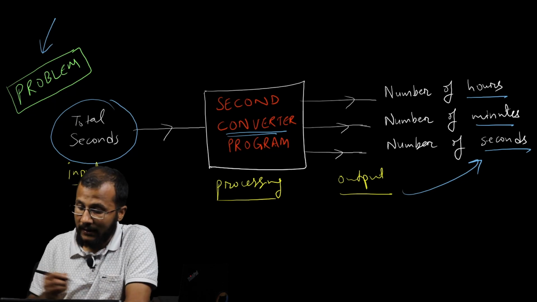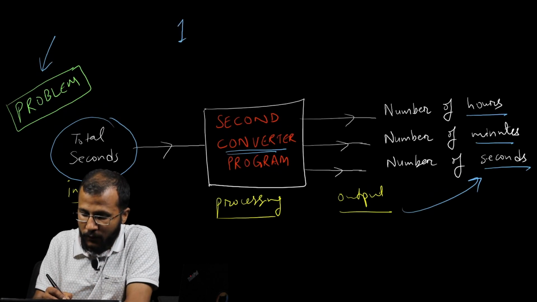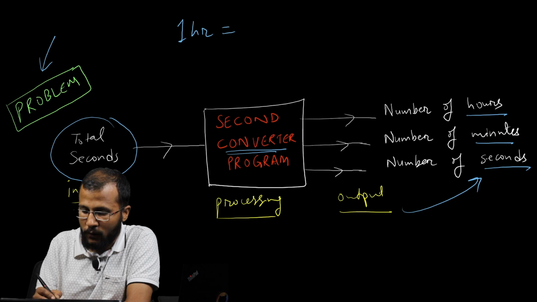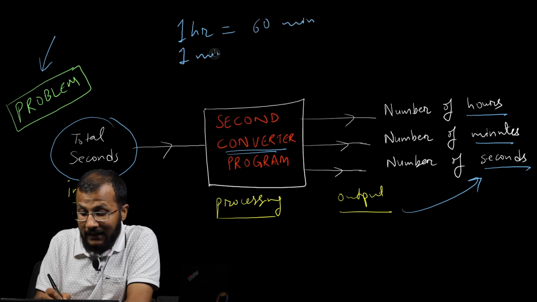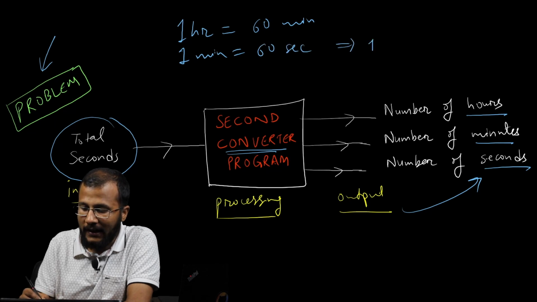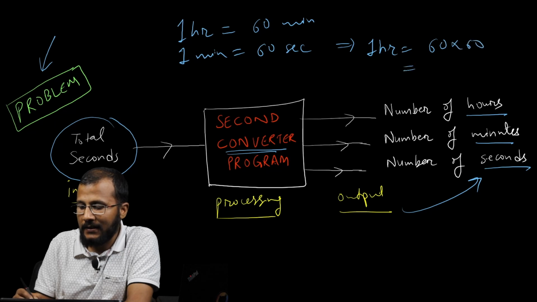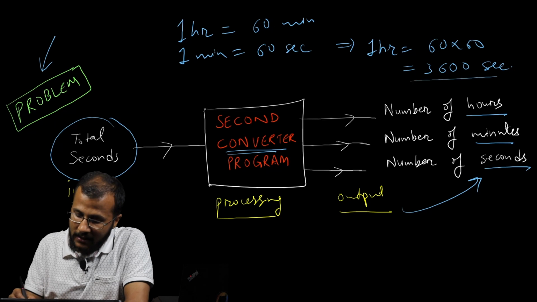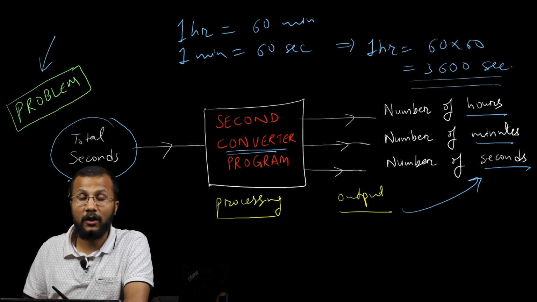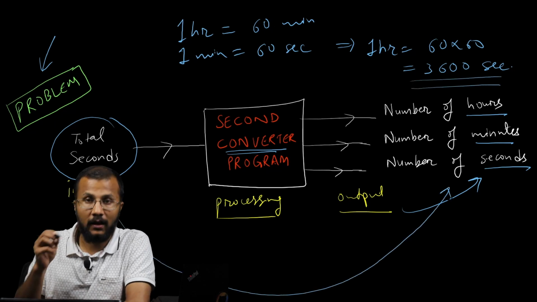Before we actually write this program, we should note down that 1 hour is equal to 60 minutes and in 1 minute there are 60 seconds. So with this we can conclude that in 1 hour there are 60 times 60, that is 3600 seconds. With this understanding, let's now write down a computer program to do this conversion.